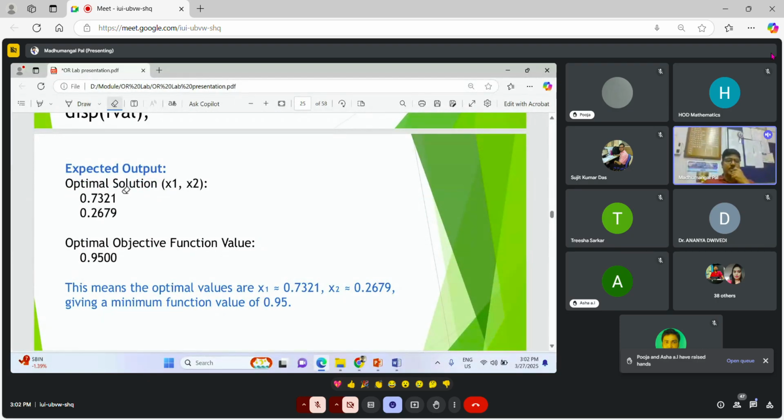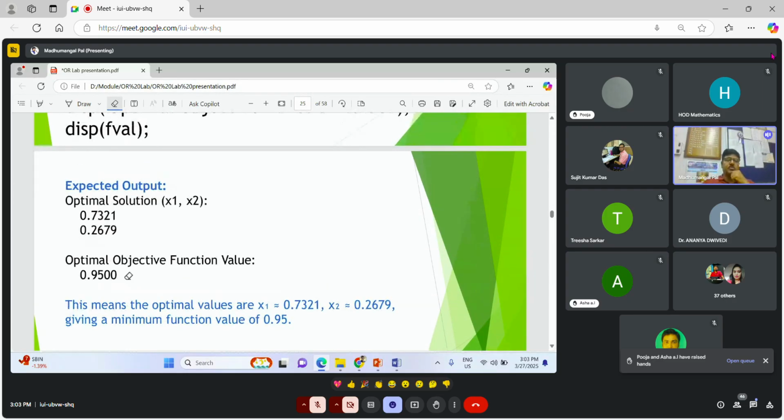So what is the solution for this problem? X1 equals 0.7321, X2 equals 0.2679, and the value of the objective function is 0.95. So this is the solution.